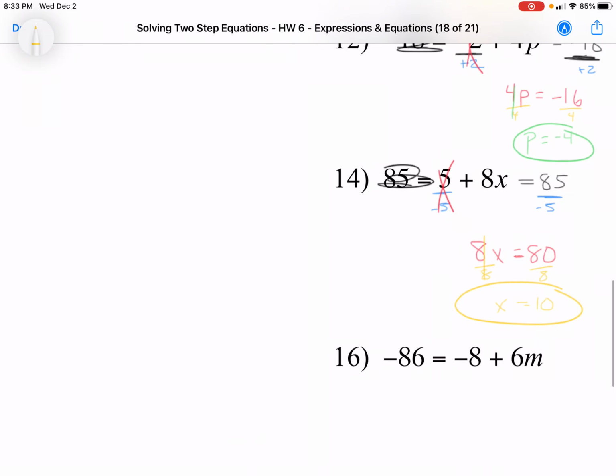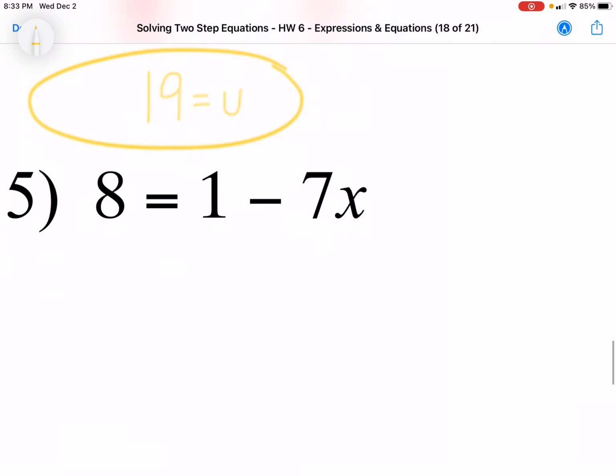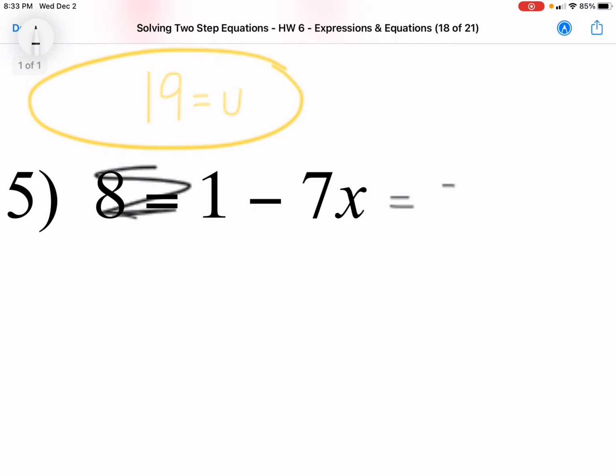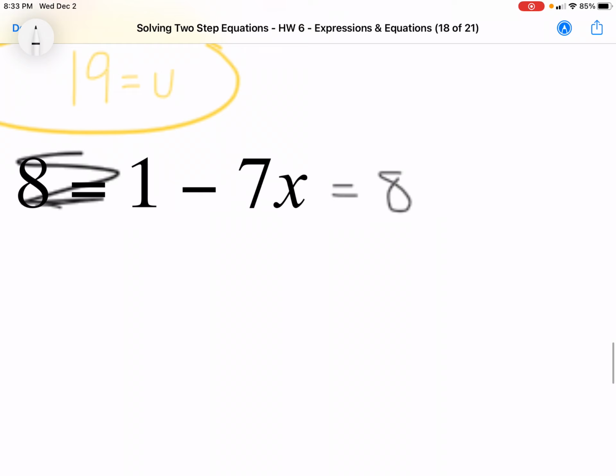Number 15. Again, the x is on the opposite side. I don't know why they keep doing that. Just mark it out, put it over here. All right, we're going to subtract 1. Like terms were 1 and 8, sorry. So we're going to subtract 1. Those are going to go away. I'm left with negative 7x equals 7.